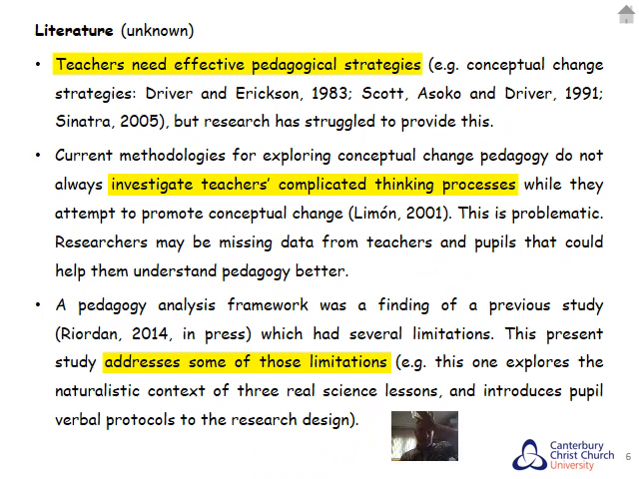Now, what do we not know? In the literature, there are requests fairly regularly that teachers need effective pedagogical strategies, and yet researchers, conceptual change researchers like myself, acknowledge that researchers struggle to provide this. Current methodologies for exploring conceptual change pedagogy do not always investigate teachers' complicated thinking processes while they attempt to promote conceptual change. We think this is problematic. Researchers may be missing data from teachers and pupils that could help them understand pedagogy better. A pedagogy analysis framework was a finding of a previous study, but that study had several limitations. So this present study addresses some of those limitations.